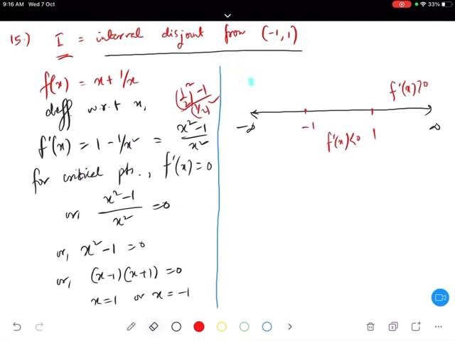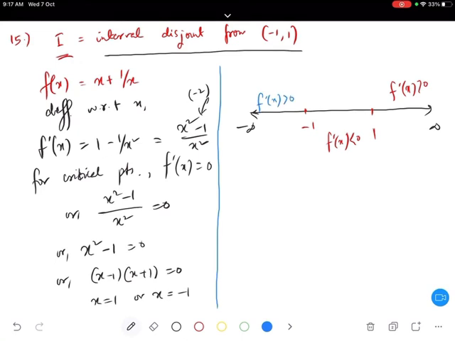Now the last one. Take a value less than minus 1. If I have to take a value less than minus 1, it will be minus 2. So put minus 2 in here and tell me whether it's positive or negative. Minus 2 whole square is 4. 4 minus 1 is 3. And the denominator also, minus 2 whole square is 4. So again I get 3 by 4. So again this side is positive. So here I will write f dash x is greater than 0.